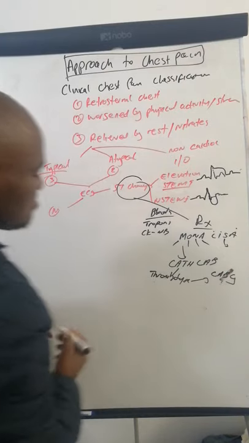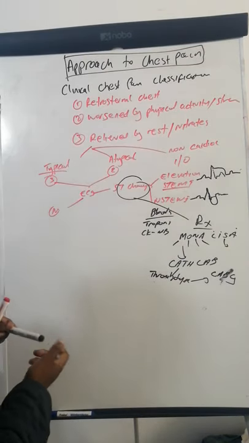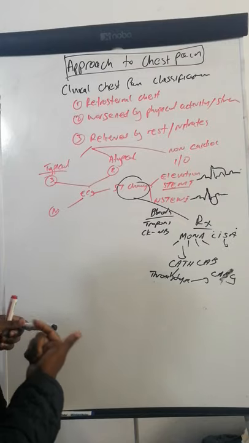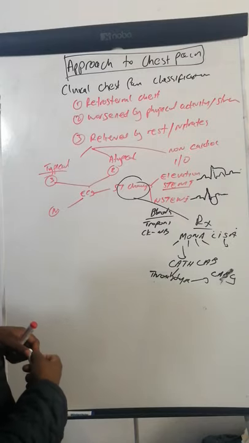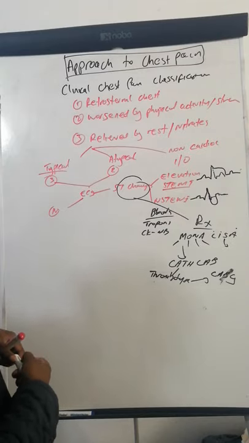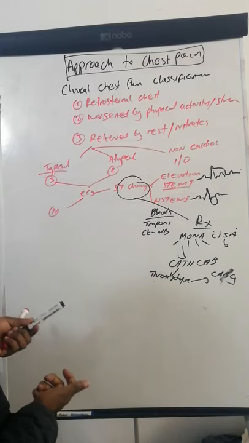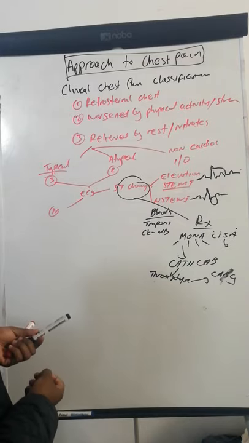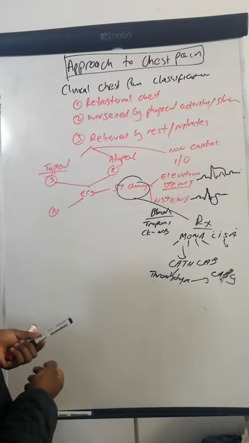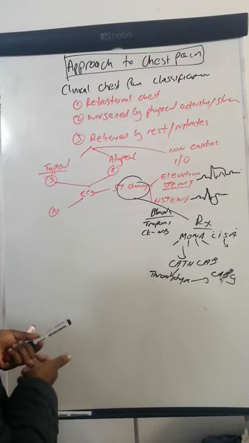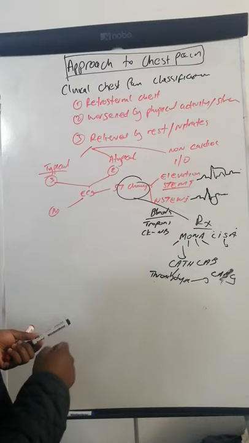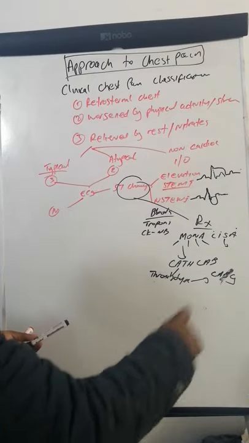CABG. So CABG is coronary artery bypass graft. So basically what you do there, it's an operation. You harvest a functioning vessel from somewhere and you go and create a bypass.